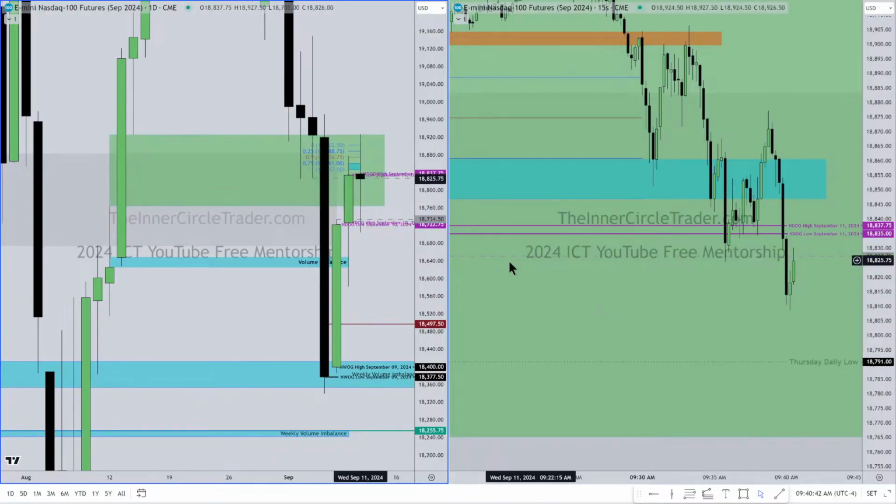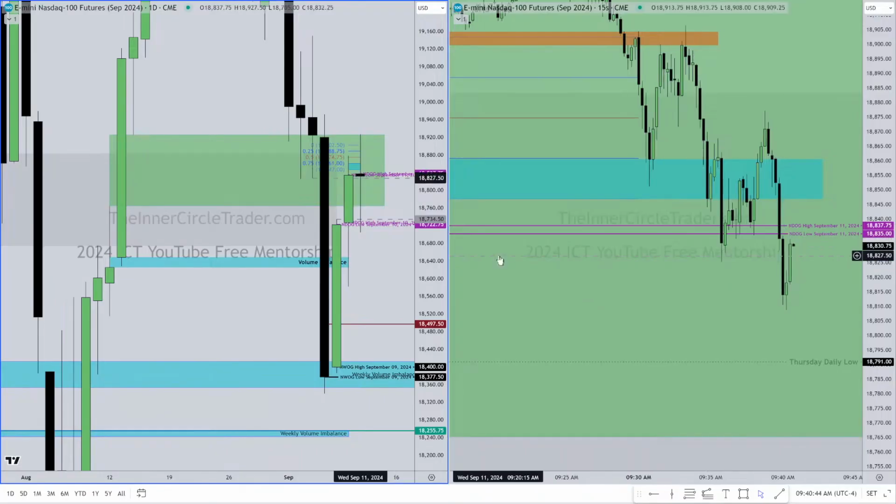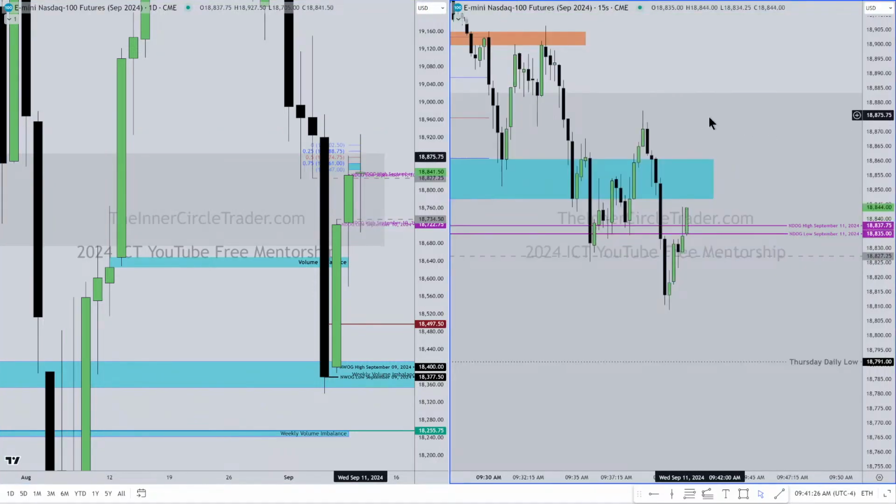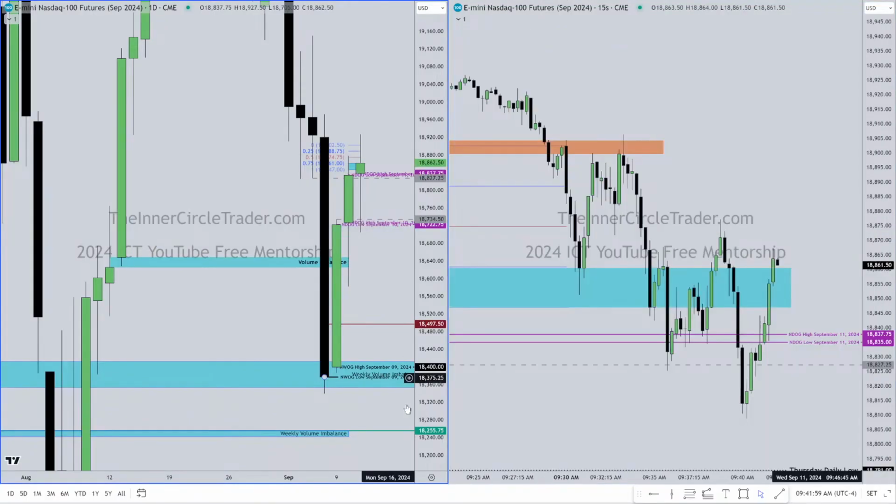That's this dashed line. It's a little hard to see because I got these colorings on it. Watch that and the NDOG in there, because we broke lower here. Then we'll watch the bodies in here. This inefficiency there to here.